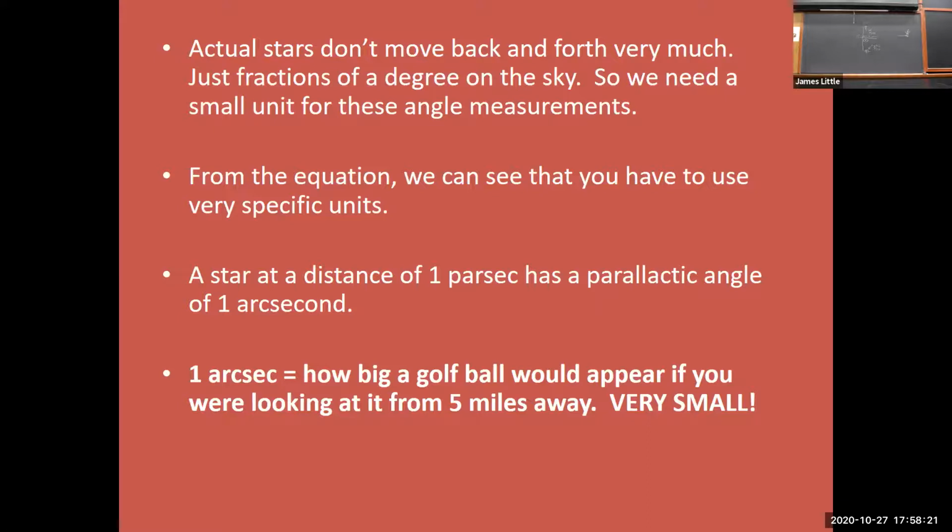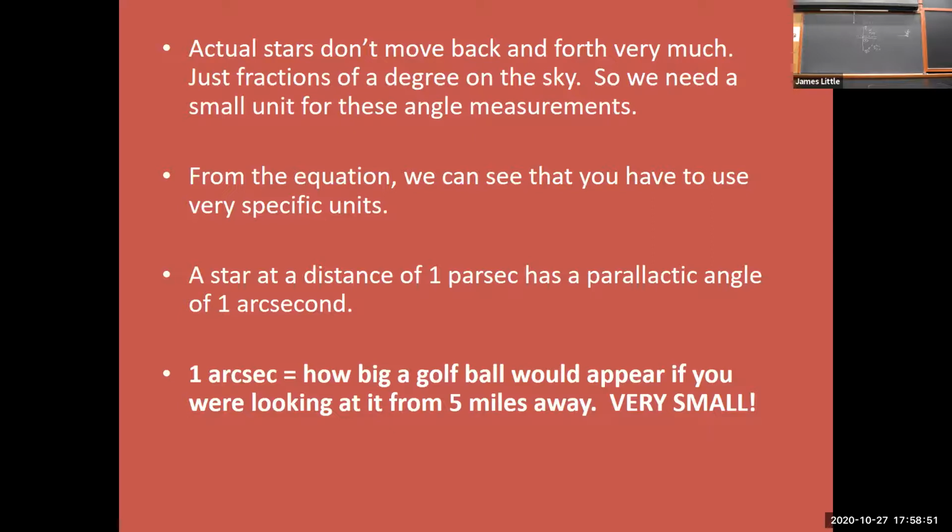So a star at a distance of 1 parsec has a parallax angle of 1 arcsecond. This is the only time I'll mention the unit of parsecs. Sometimes you'll hear it in science fiction. A parsec's about 3 light years, whatever. It's one of those astronomy specific units that you don't really have to worry about. And I want you to know what a light year is. I don't really care too much if you know what a parsec is.